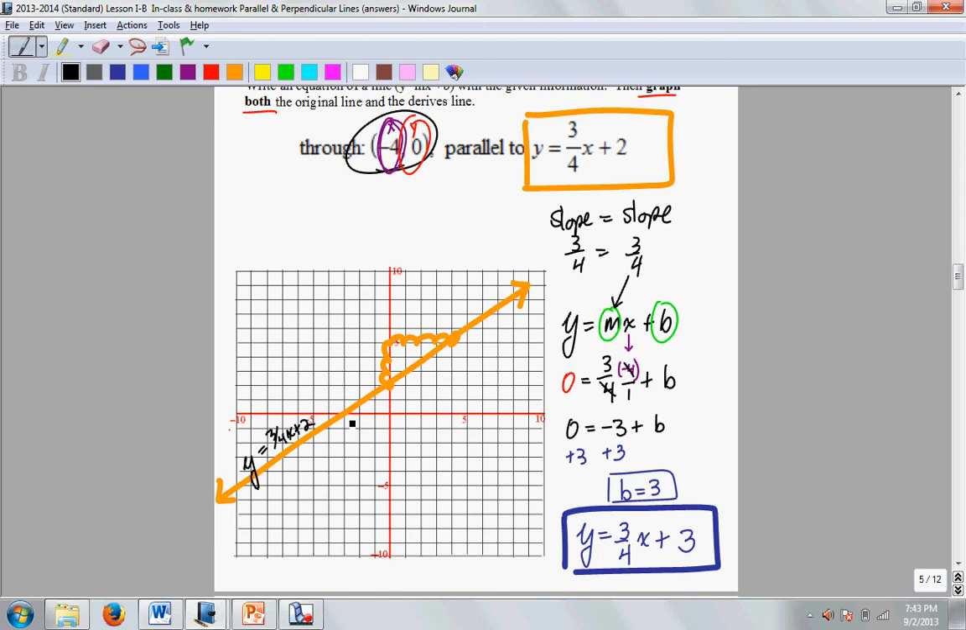Now let's graph this other line. So we're going to be at positive 3 now. So we're right there. And we're going to rise 3 over 4. So rise 3, 1, 2, 3, and over 4, 1, 2, 3, 4. So you can see that these guys are going to be very closely parallel.